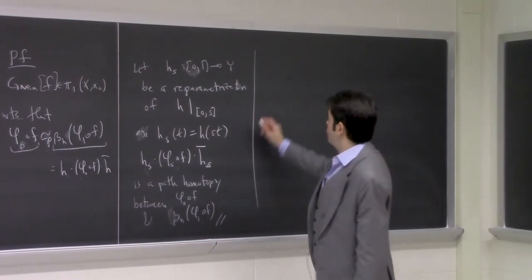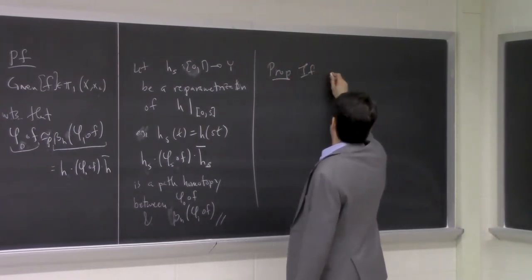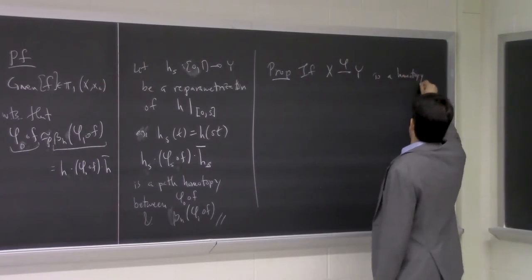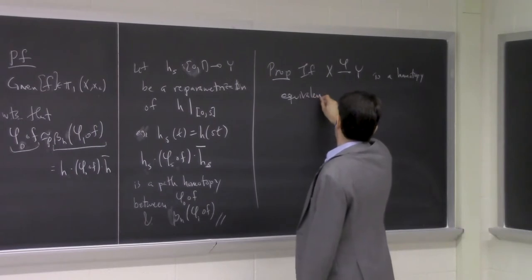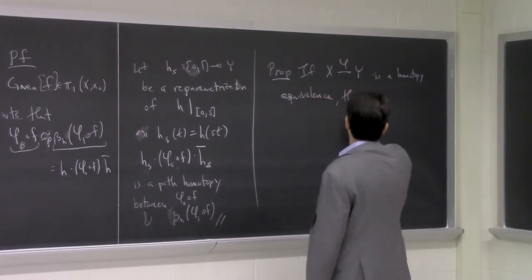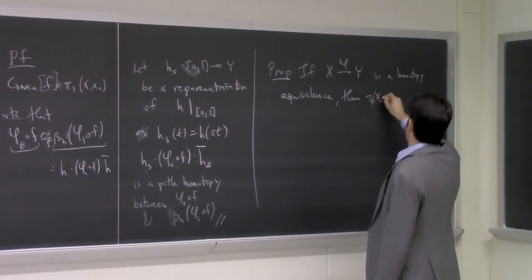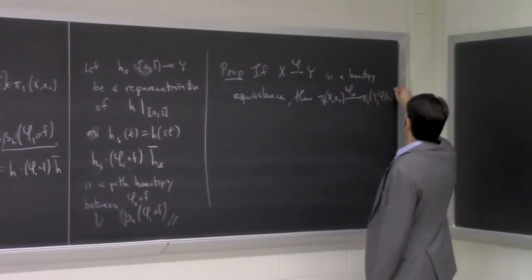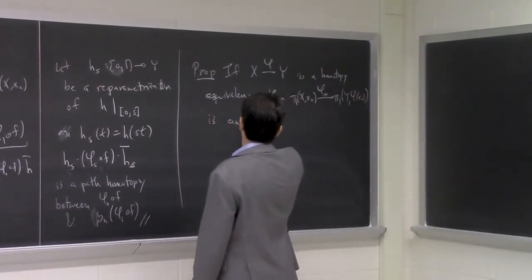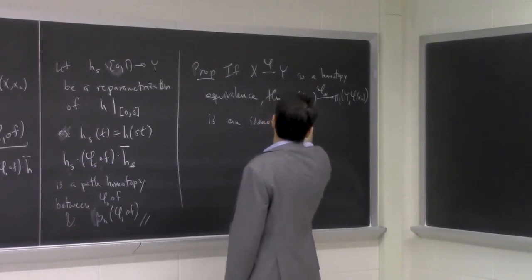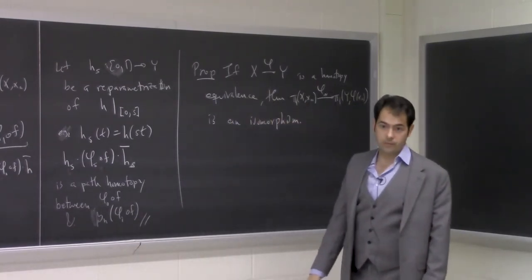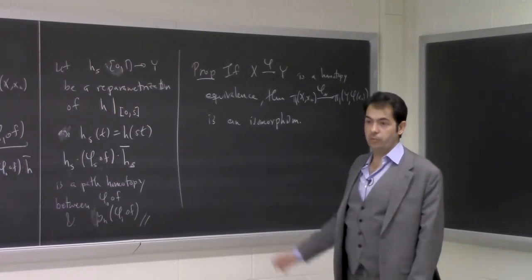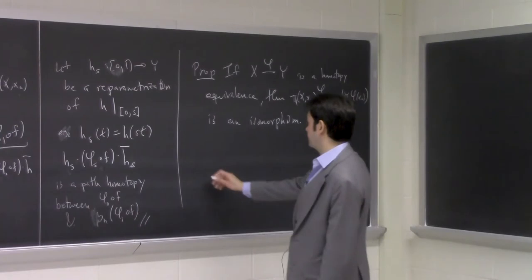Now it's easy to see that if you have a homotopy equivalence, then the induced map for any choice of base point is an isomorphism. Of course, this is what you would expect: you don't need a homeomorphism because you're just dealing with homotopy classes. A homotopy equivalence is enough.